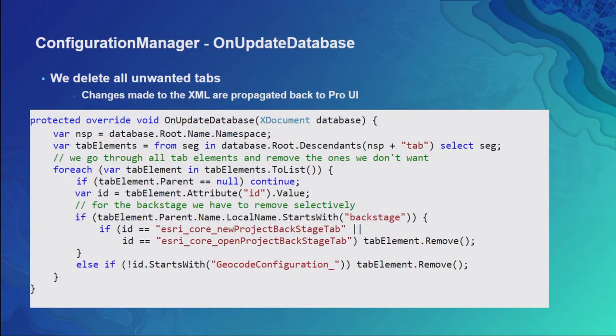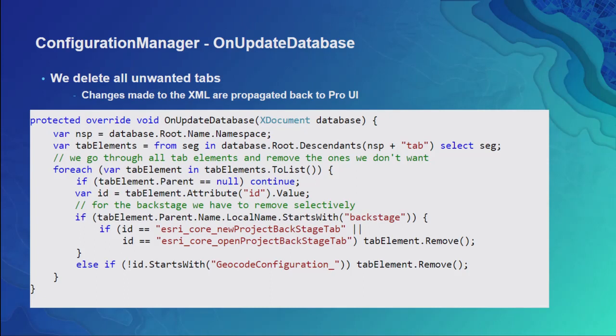So here's this method from the configuration manager on OnUpdateDatabase. And in this one, we delete all unwanted tabs. So changes are made to the XAML, the XML, the DAML configuration of all user interface elements, and these are propagated back to the Pro UI.